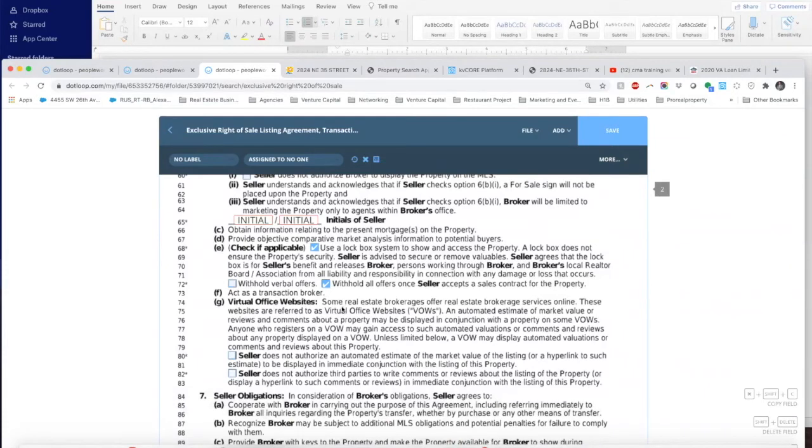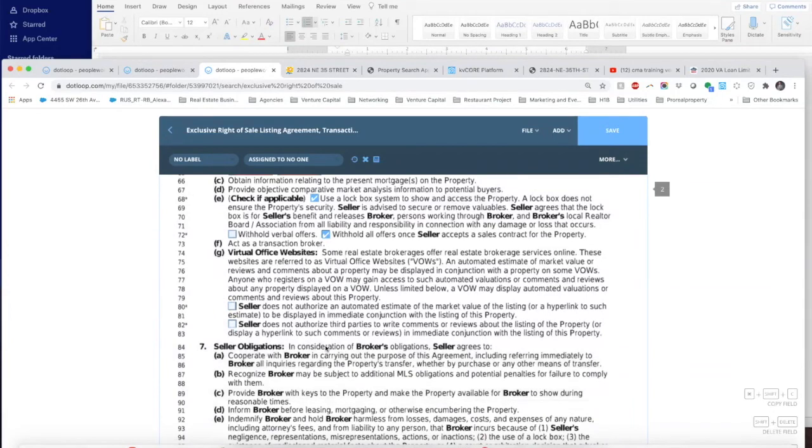Virtual office websites. Some real estate brokerages offer real estate brokerage services online. These websites are referred to as virtual office websites. So they refer to Zillow, Trulia, and other outlets, Realtor.com, etc. And there are check marks where the seller can also ask you not to publish on these websites. But again, I don't advise doing that because it limits the outreach. But if for some reason they want to, they can. Here it says the seller does not authorize an automated estimate. This is if they don't want Zillow to give an estimate on the property.